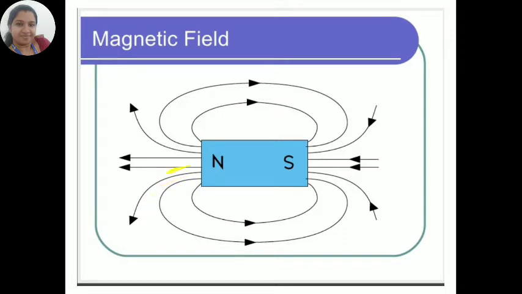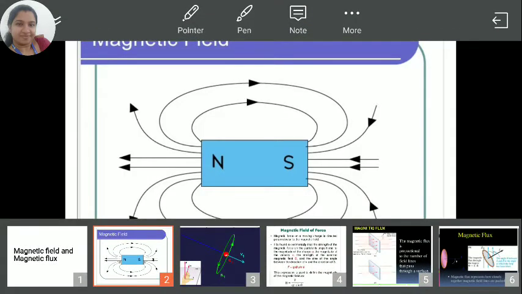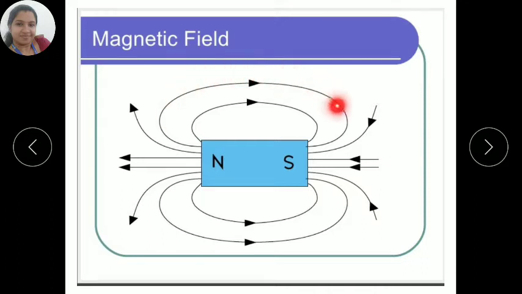Then in this region, near the pole, a large number of magnetic field lines are there, but away from the magnet the number of field lines is less. So magnetic field, this term, is defined by the number of these imaginary lines in the region where these magnetic lines of force exist. That is a simple definition of magnetic field. And this magnetic field, the field of a magnet, is represented by the letter H.